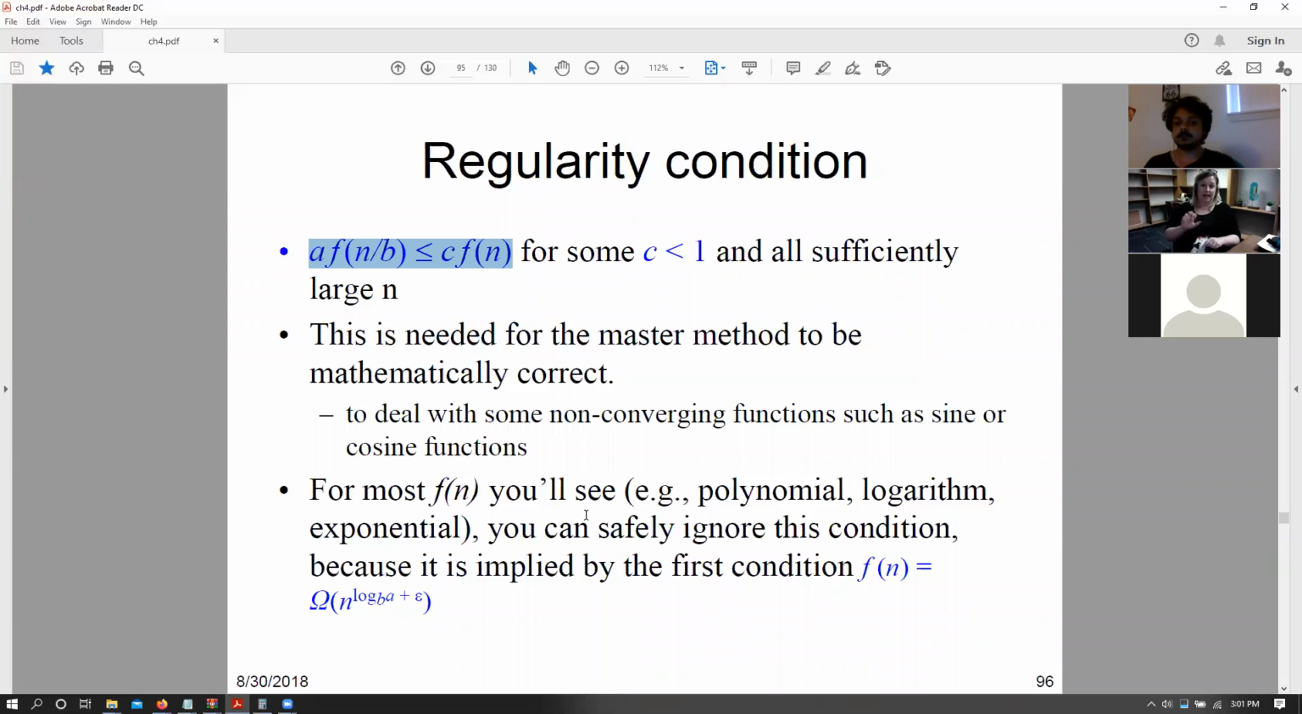For most cases of f of n, where we have polynomial, logarithmic, or other types of functions, we can safely ignore this condition, because when we have f of n equals big omega of n raised to the power of this thing, usually we can satisfy all our conditions, where a times f of n by b is going to be smaller than n to the log base b of a.